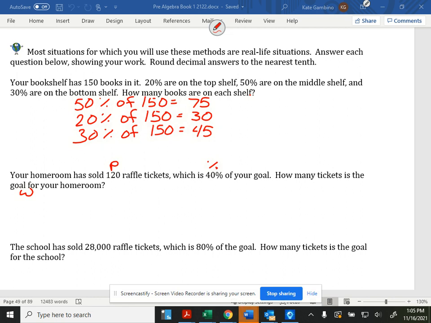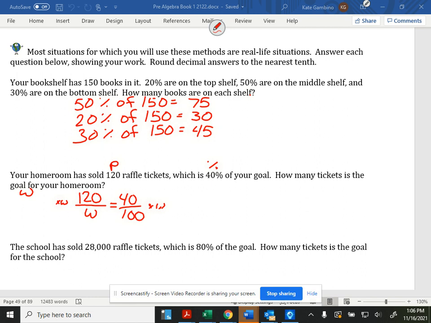So if we're going to do our proportions, we know the part, 120. We don't know the whole. That's what we need to find. Equals 40 over 100. So remember, if that W is on the bottom, you have to multiply it, bring it over here. You multiply by W, and then you're going to divide it out. So it takes a little bit more work. Or you could do the equation.